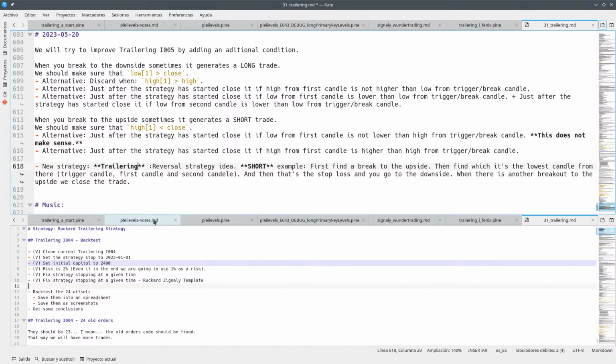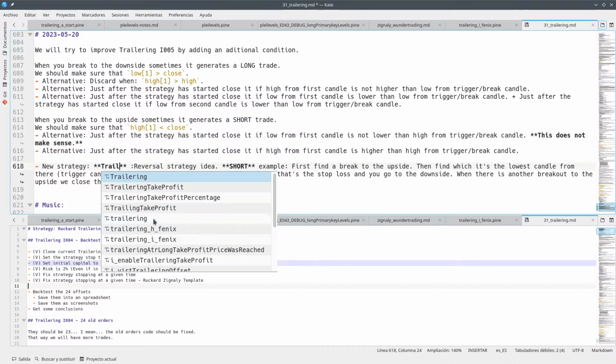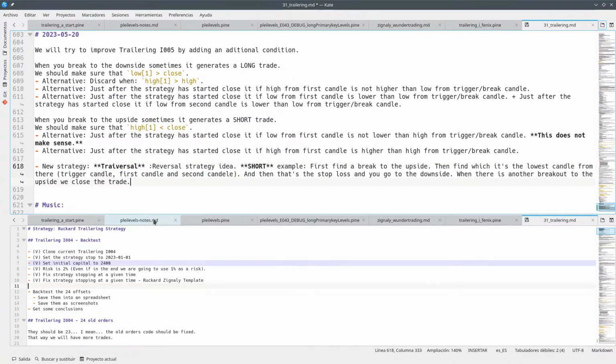Okay, but this is a reversal. So trailers, reversal. Okay, so this would be a reversal. Okay, this is a reversal. Yeah, that's it. Okay. Okay. Yeah.